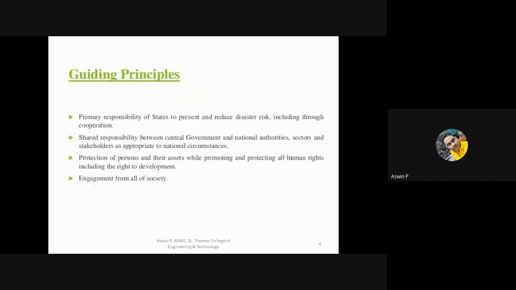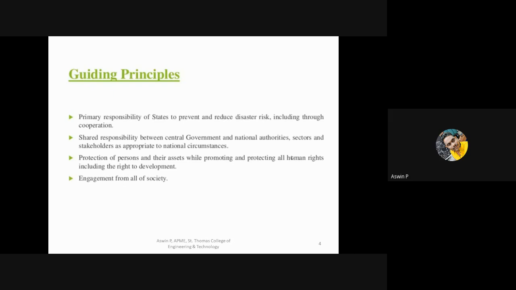So in today's class I am going to explain each term in the guiding principles and each term in the priorities. There are 13 guiding principles in the Sendai framework. They are basic and common things, and you should note down all these 13 points.